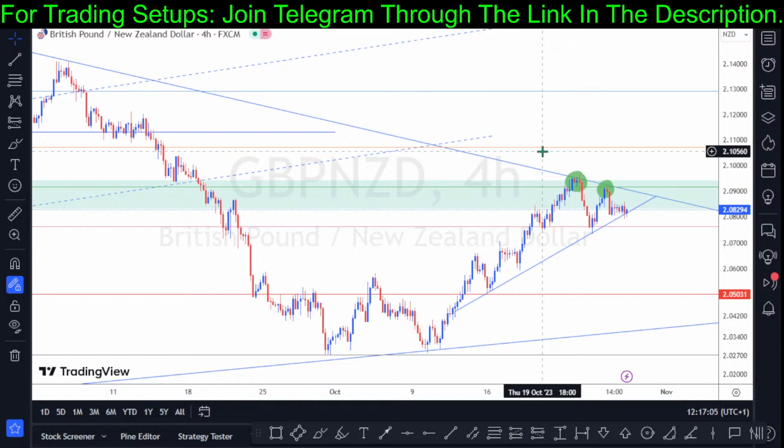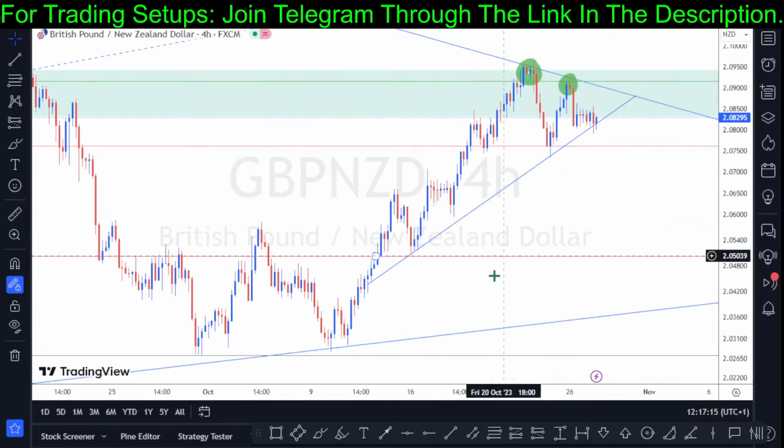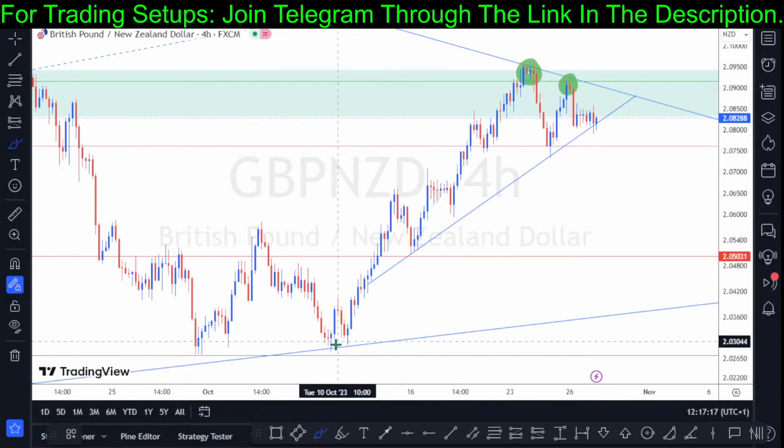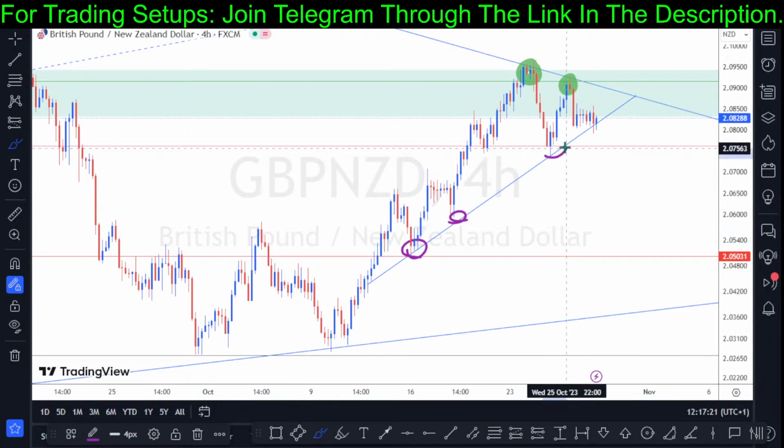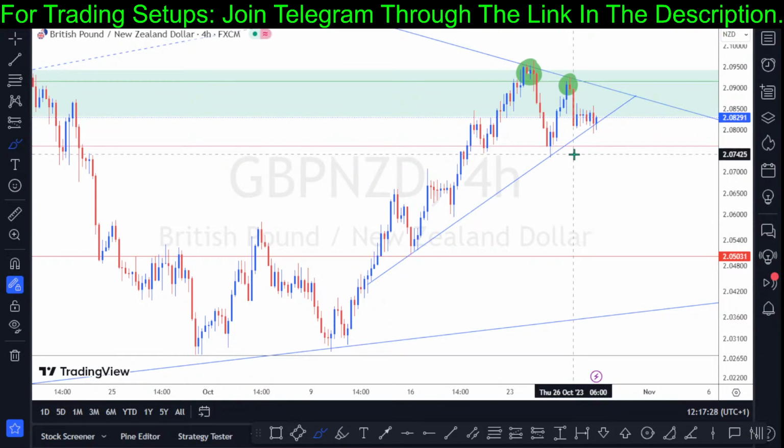And I stated in my Telegram group, I said this is a very risky trade, so make sure you are careful, or better don't take this trade, right? Because the market structure right here is yet to change. If you're asking about the market structure, this is the higher low structure right here, higher low structure right here, higher low structure right here. So the higher low structure is still active on GBP New Zealand, right?